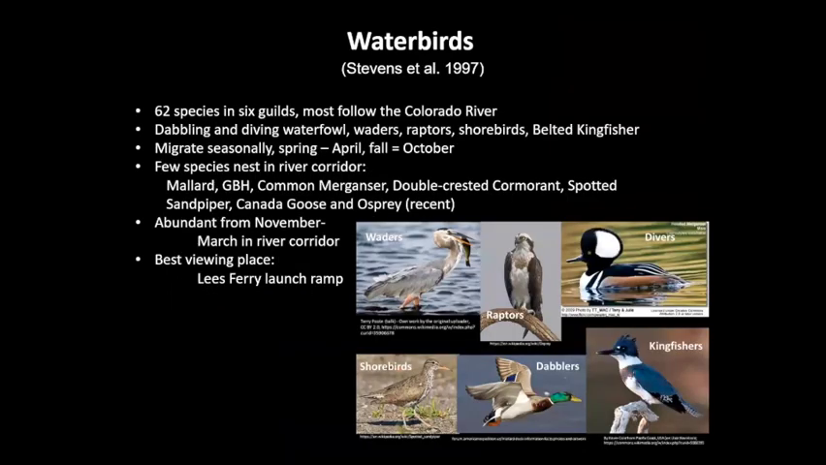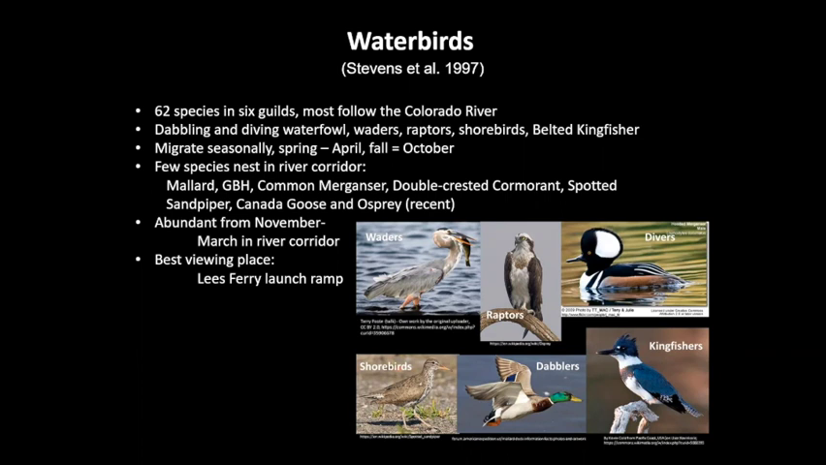Water birds, we've got about 62 species documented in Grand Canyon so far, separated into these various guilds of waders and raptors and divers and kingfishers and dabblers and shorebirds. They migrate seasonally. Migration is typically April and October. And then there's a big wintering population, particularly for waterfowl.